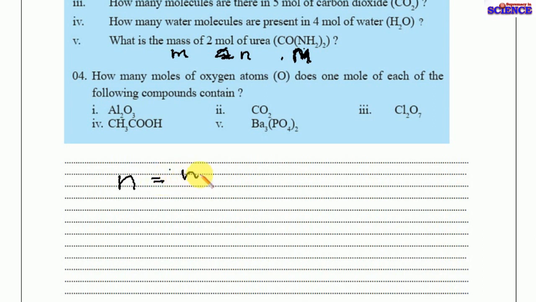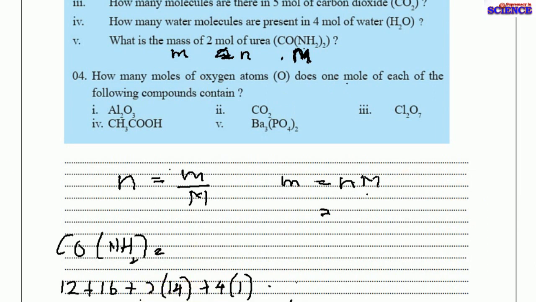The relationship between these 3 terms is this. Now you are finding the mass, so I make the mass the subject of the equation. It will be m equals, cross multiplying, n capital M. Now there's another small problem. You have to find the molar mass of urea here. You're going to find the molar mass of urea. So let's find this out.